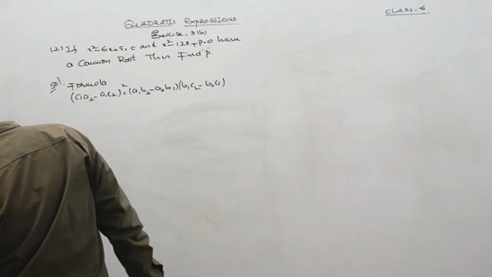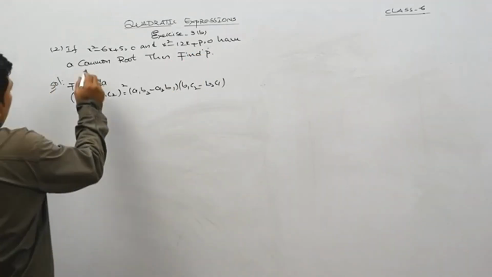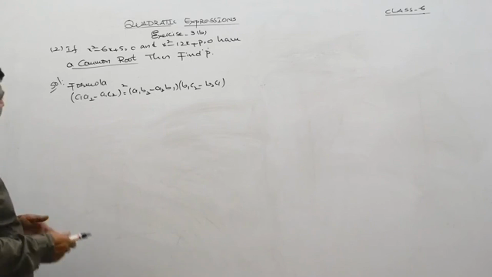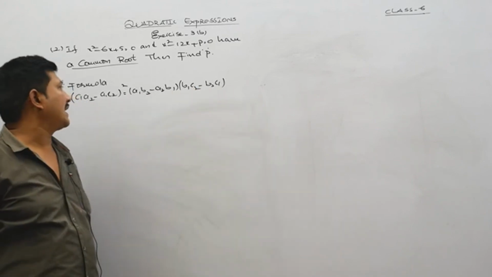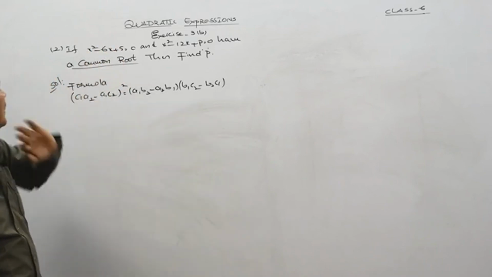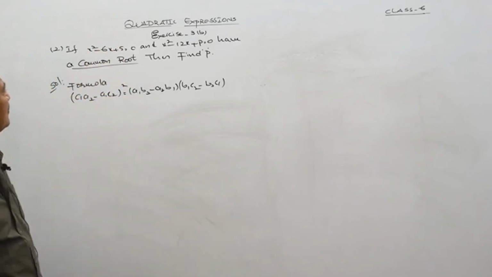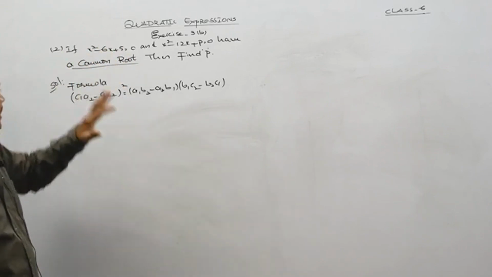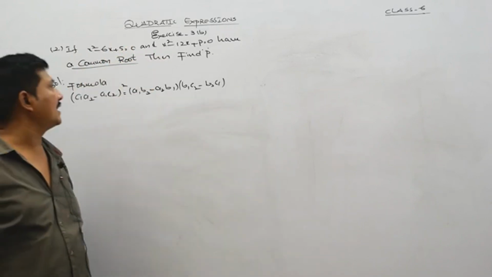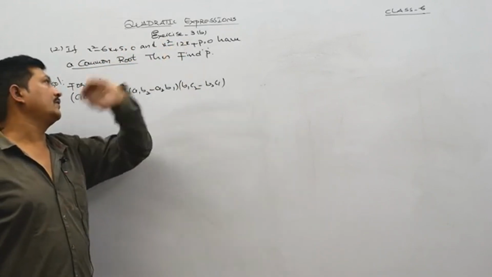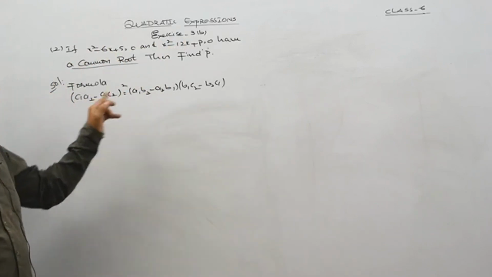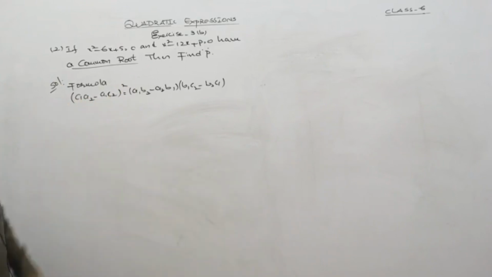So again you can see that word common root. Whenever you hear the word common root, we can do that problem by using this formula. By comparing the first equation with a1x square plus b1x plus c1 is equal to 0, we have a1 is equal to 1, b1 is equal to minus 6, and c1 is equal to 5. Correspondingly, a2 is equal to 1, b2 is equal to minus 12, c2 is equal to p. By substituting all these values, you can get that problem solved.